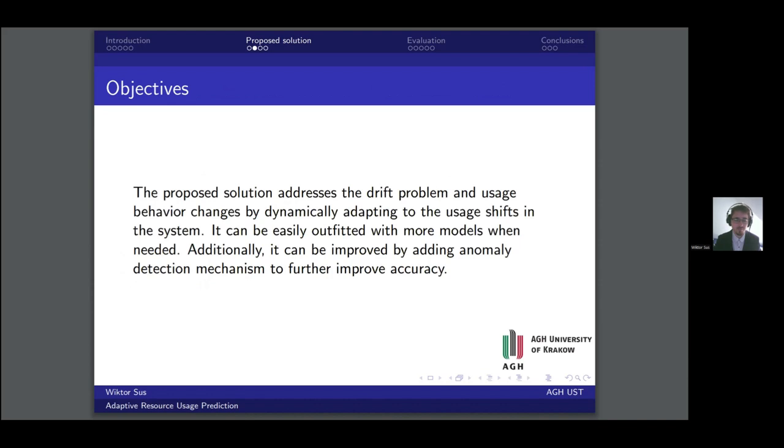The selection function uses the recent data from the system and can generate signatures describing the current system's behavior. For example, whether it's chaotic or stable. Such signatures can then be used to select best prediction models from the available ones. The solution can adapt to the changes dynamically and can be further improved by including anomaly detection module. Also, new modules can be easily added due to its extensible architecture.